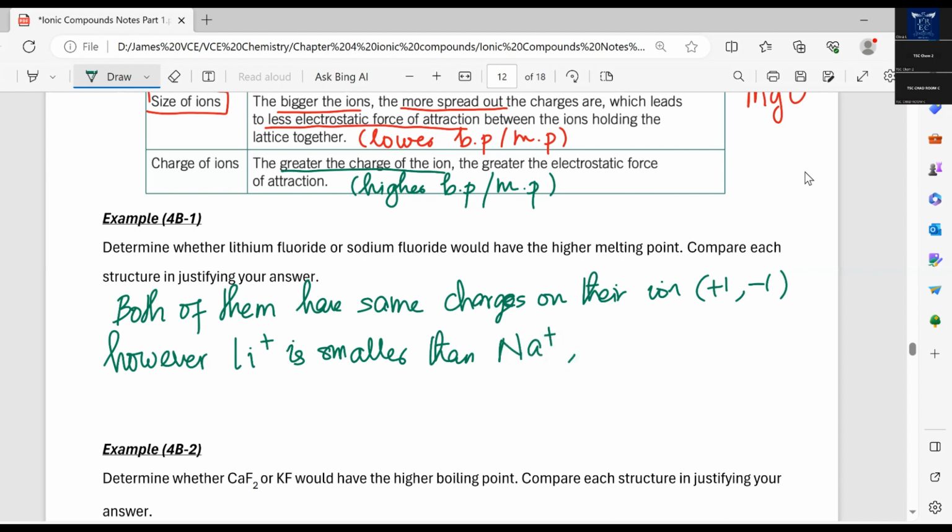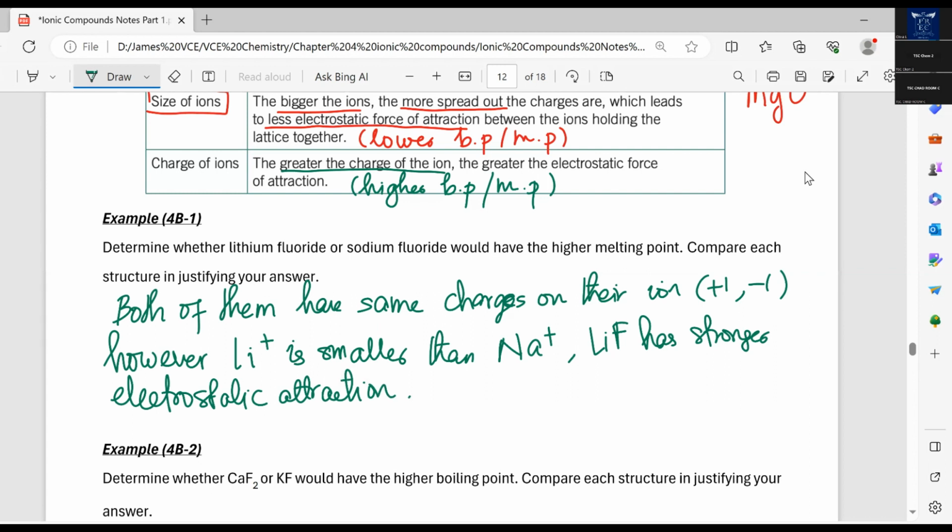So LiF has stronger electrostatic attraction between its ions, so LiF has a higher melting point. So when you answer, normally they will give you 2 marks for this.